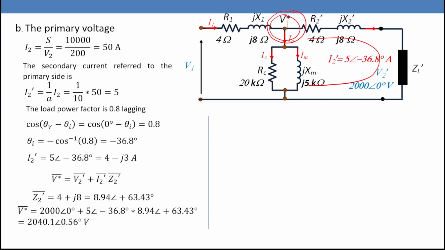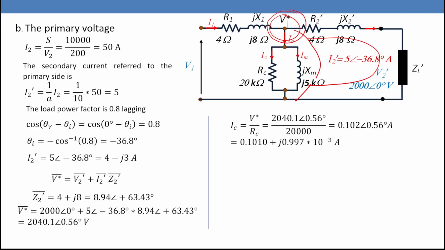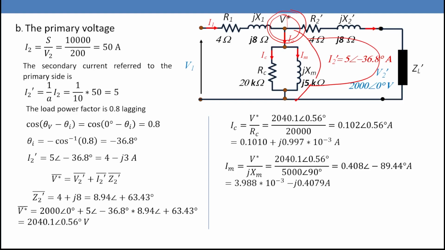Now we know the voltage between these 2 points, so we can calculate I core and IM. So I core equals V star over RC. So I core equals 0.102 angle 0.56 degrees ampere, and we can have it in the rectangular form as well. IM equals V star over jXM. So please don't forget this 90 degrees. So in this case, IM equals 0.408 angle minus 89.44 degrees ampere.